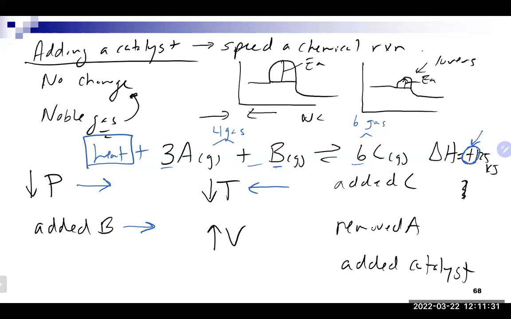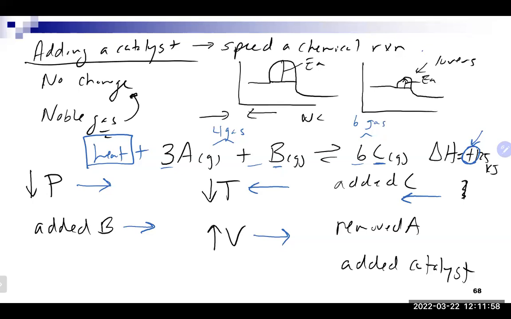We increased the volume. So again, that is basically the exact same thing as what we had when we lowered the pressure. So increasing the volume means we should go to the side with more gas molecules, which means we would end up there to the right. We're adding C. C is a product, so we're going to add more, going to cause the reverse reaction to happen, and it would shift to the left.